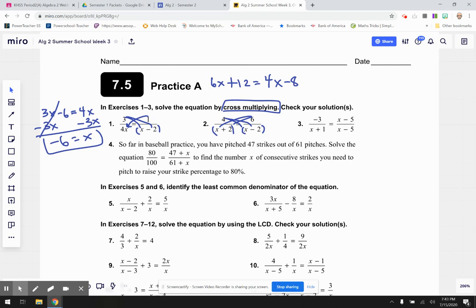Now we can just solve that like a regular equation. I would subtract the 4x to keep my x term positive. And that means I'm going to have to subtract 12. So the 12s will cancel. The 4x's will cancel. I'll be left with a 2x and a negative 20. Because when I combine negative 8 and negative 12, I get negative 20. And if I divide by 2, you're going to get x is negative 10.